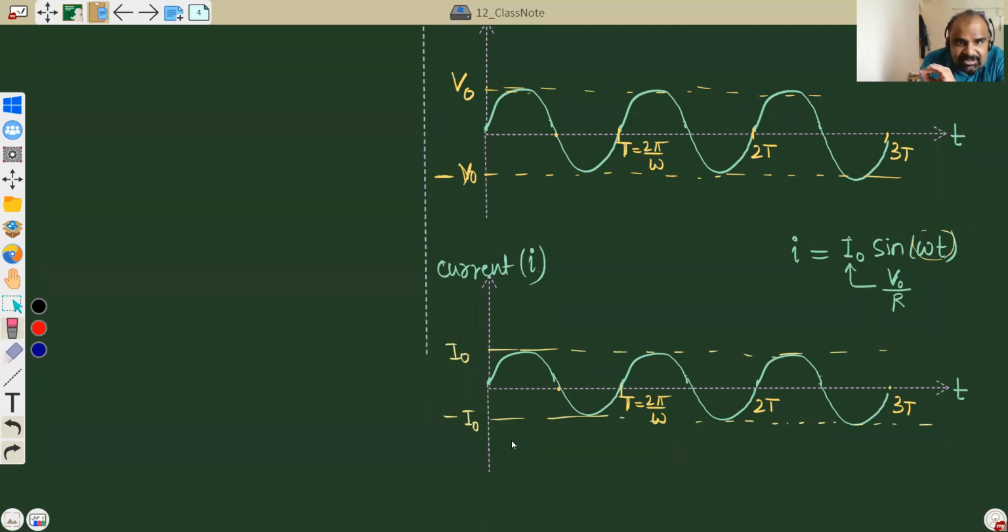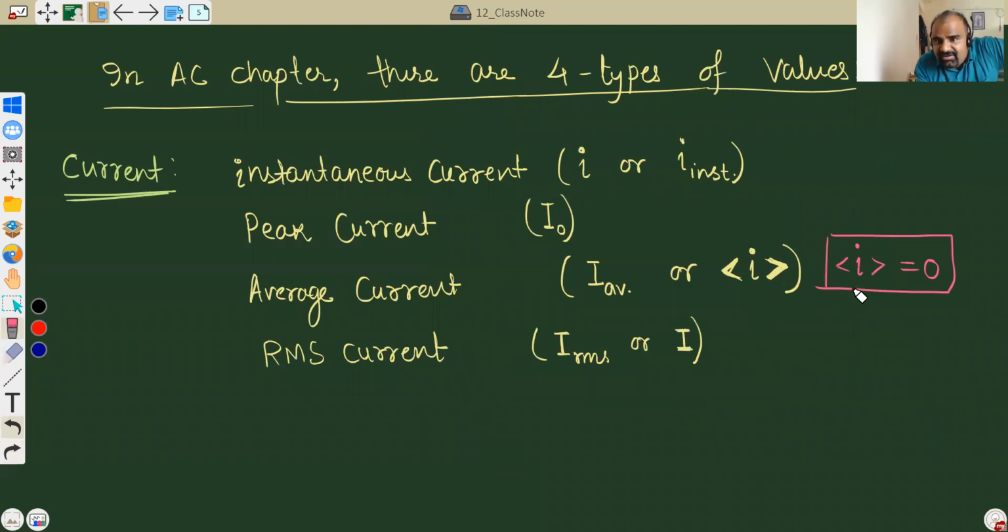In fact, for any function which is positive for half of the time and negative for the other half of the time, the average value will be zero. So average current will always be zero. That is why this quantity is least important.